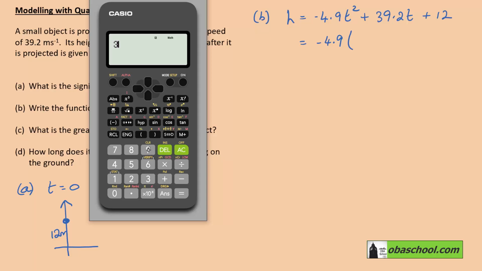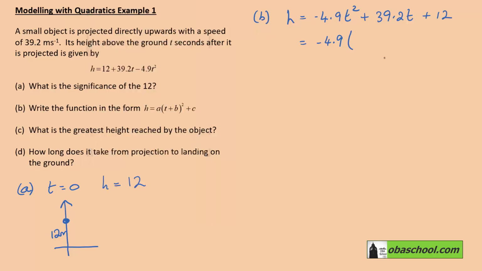39.2 divided by 4.9 gives us 8. So this is going to be t squared minus 8t. If we re-expand that, we get back the negative 4.9t squared and the 39.2t. Add 12. So that's going to be negative 4.9.